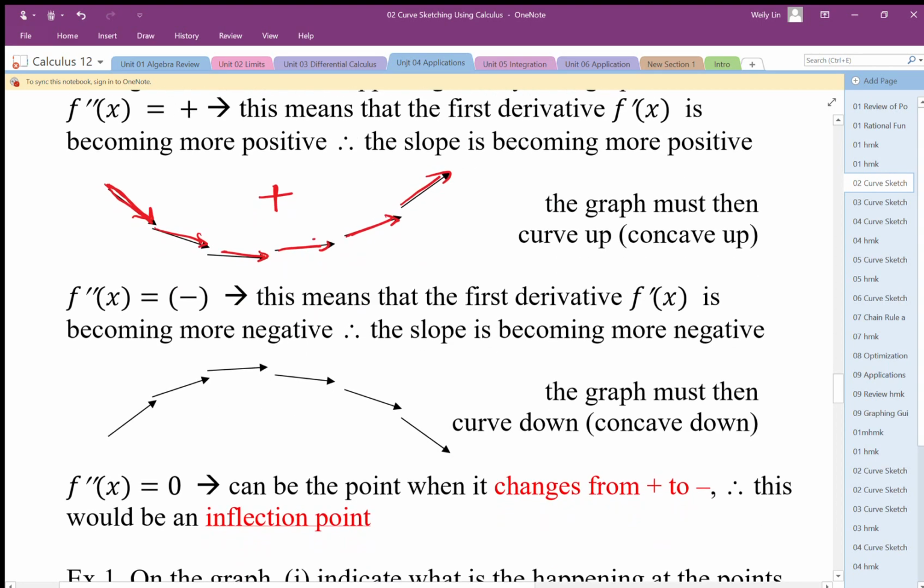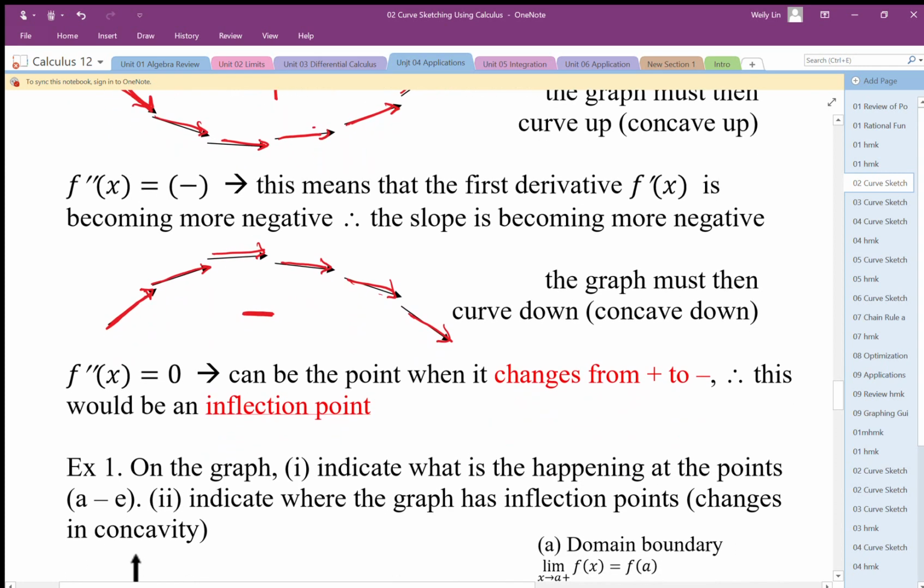The opposite happens if the second derivative is negative. Second derivative negative means that the derivative is decreasing, or the slope is decreasing or becoming more negative. So if I start with positive slope, this becomes more negative or less positive. Less positive, more negative, more negative, more negative. We get this curvature, which we call concave down. So a negative second derivative indicates a concave down point.